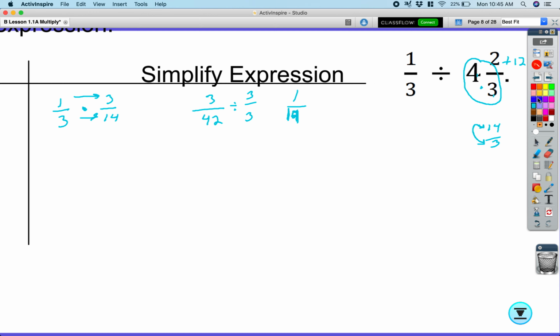1 over 14. Now, if you would have simplified first, 3 divided by 3 is 1. 3 divided by 3 is 1. And when you multiply straight across, 1 times 1 is 1. 1 times 14 is 14. Same answers.